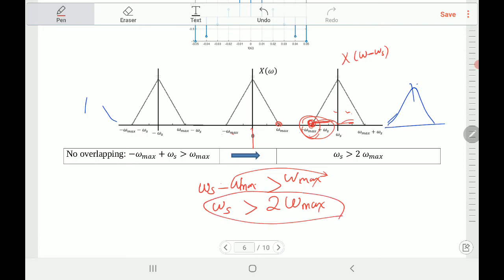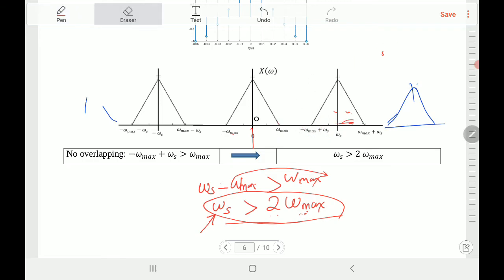What does it mean? It means that the switching frequency, if it's greater than double the maximum frequency component in the signal that you want to sample, you will have no overlapping. You will keep the signal as it is. You will be able to reconstruct it. So it's good. So this condition is important. Very important. All right. Let me give you just a numerical example.